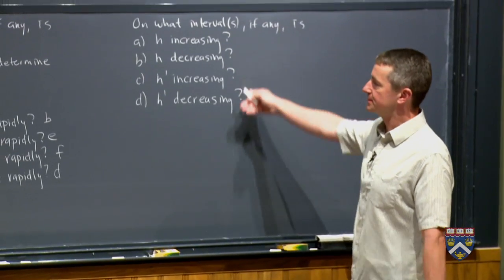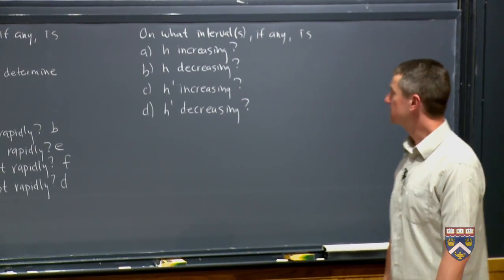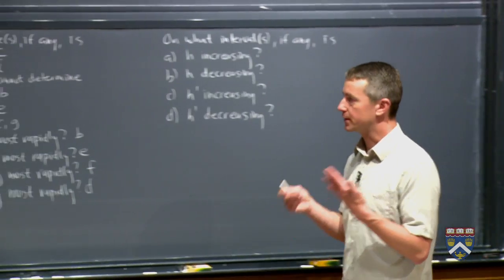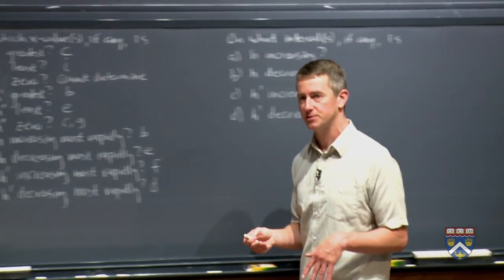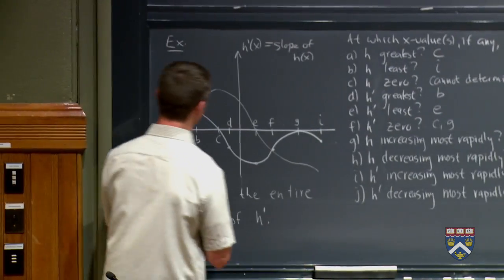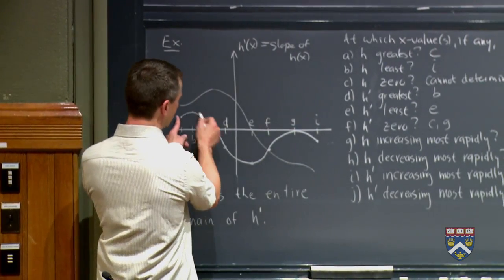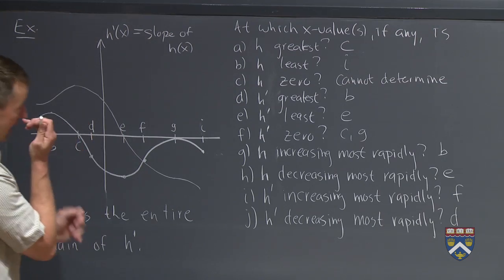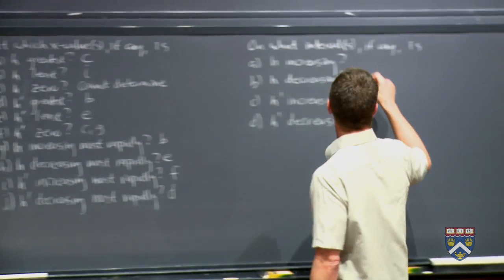And we're going to add to this some questions about intervals. So on what interval is h increasing? So we know h should be increasing when the slope of h is positive, meaning when h prime is positive. So let's be careful here. We want to look at the original graph that was on the board. This is h prime. So h prime is positive from A to C.